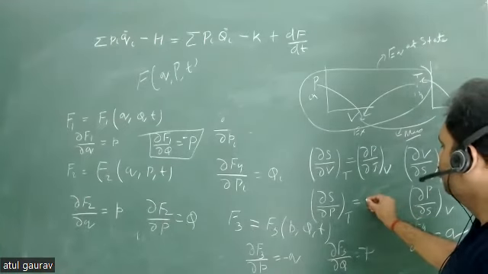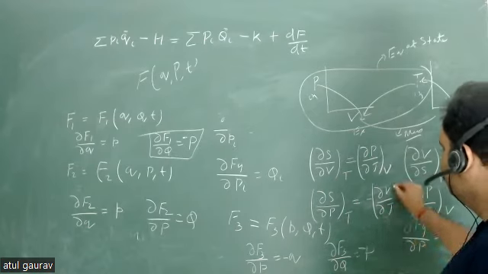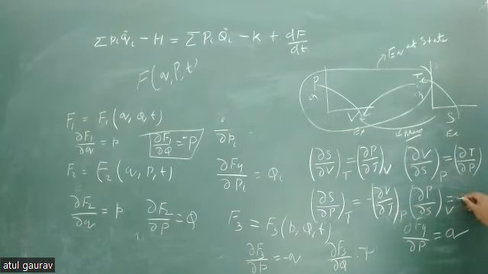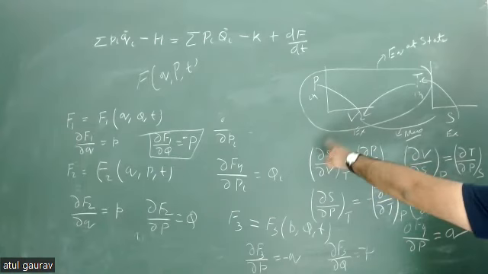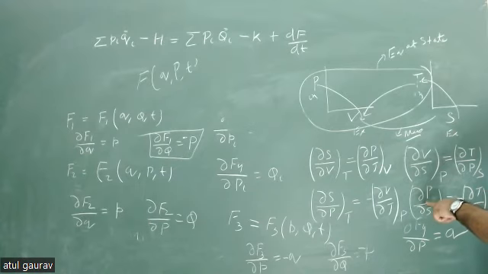Now, what will be here? Minus del V upon del T at constant pressure. Minus del T upon del V at constant entropy. Now you can see, here you cannot use the equation of state. But here you can easily use the equation of state.